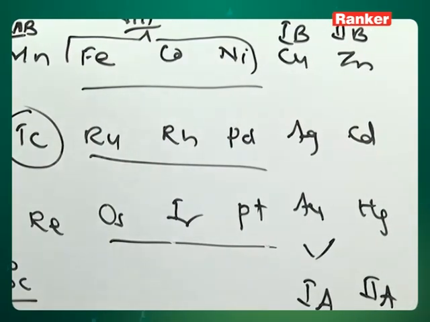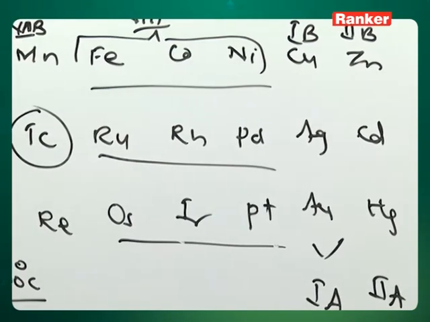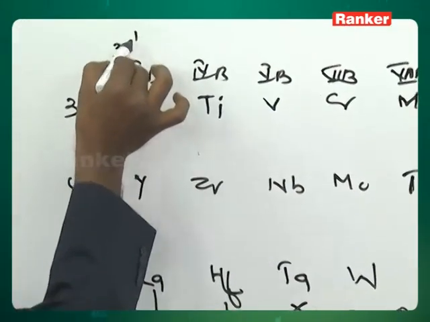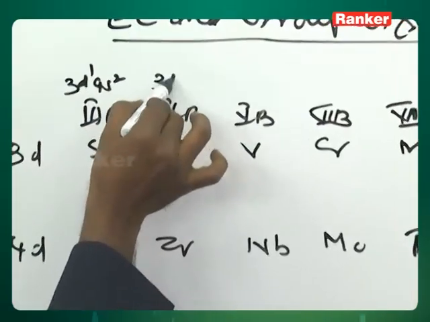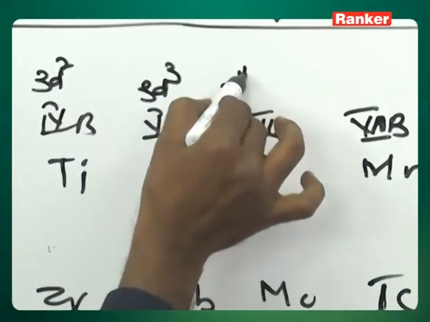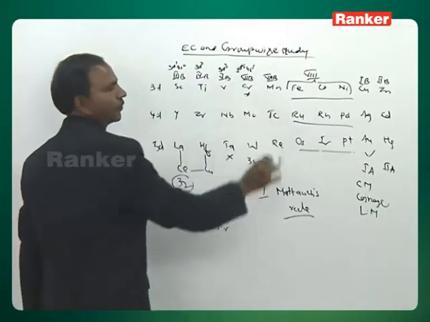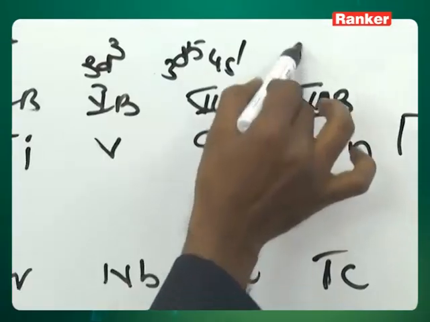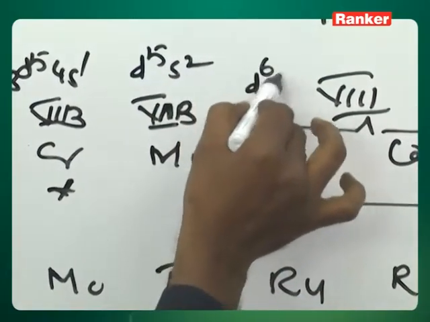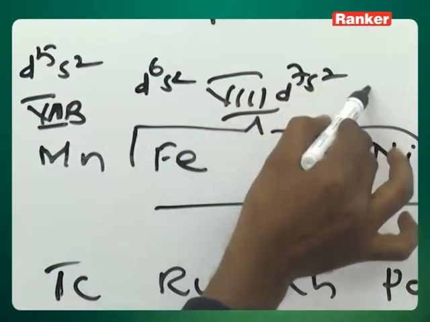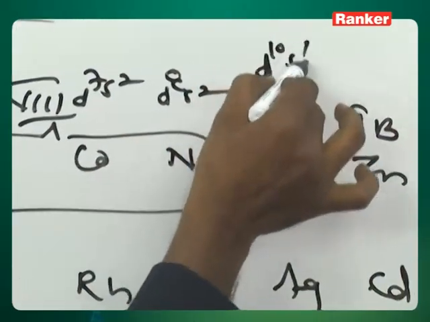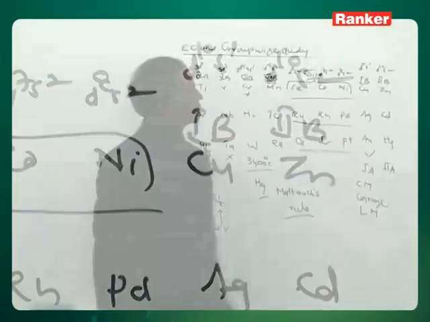Now let us see the electronic configurations of these elements. Scandium is 3d1 4s2. This is 3d2 4s2. This is 3d3 4s2. This is 3d5 4s1, an exception, chromium. Next manganese is d5 s2. Iron is simply d6 s2. This is d7 s2. This is d8 s2. Copper is d10 s1. This is again d10 s2.